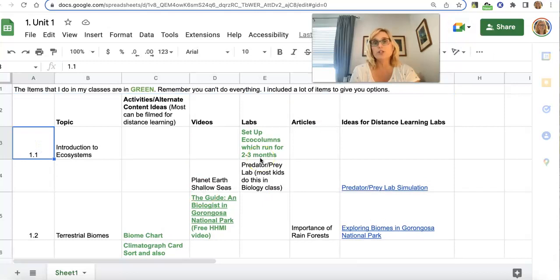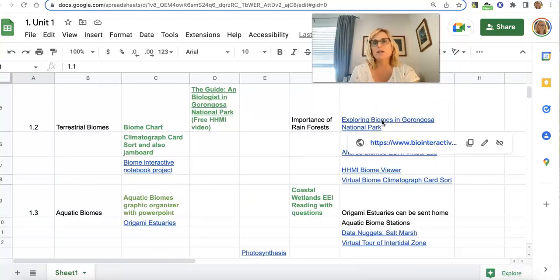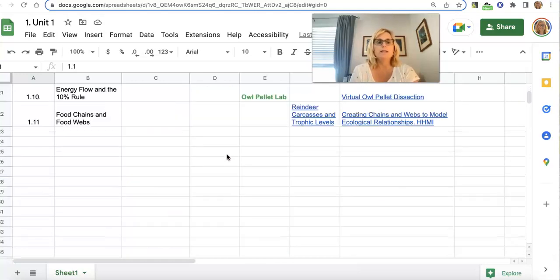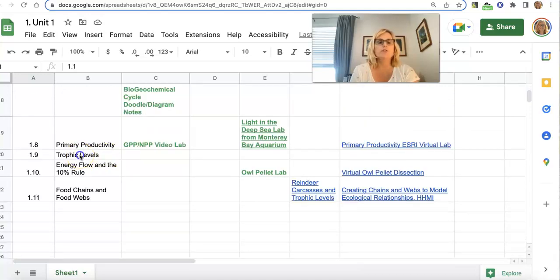Everything on this spreadsheet is in the Google Drive. There are some direct links, but not a lot of direct links. I just don't have time to put links for everything, but they are in the Google Drive in our folder for Unit 1. And you can see way down here at the end is when you're going to get to trophic levels, energy flow, food chains, and food webs. But for me, I cover that first in Unit 1.